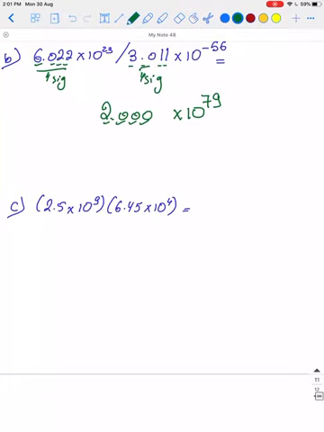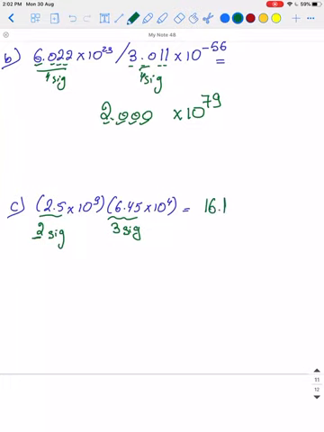The last one, this is multiplication. Also, what applies to division applies to multiplication. Let me count the number of significant figures. So here we have 2 significant, and here we have 3 significant figures. So the answer should contain the least number of significant figures, so the answer should contain only 2 significant figures.